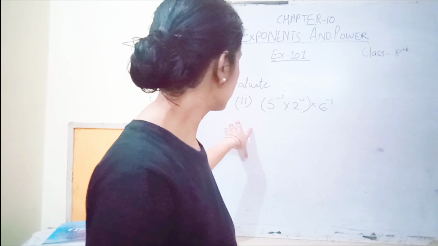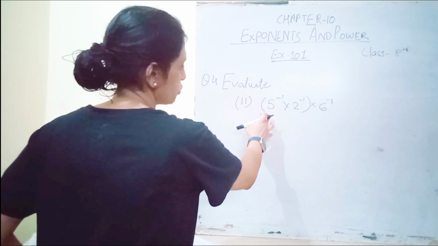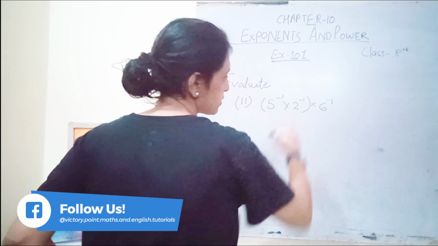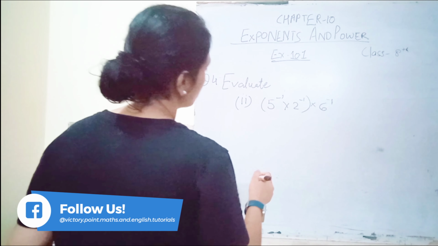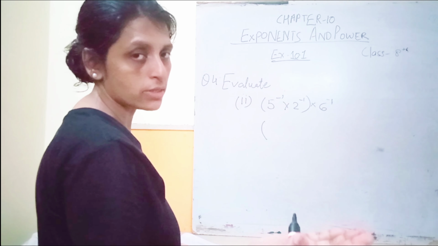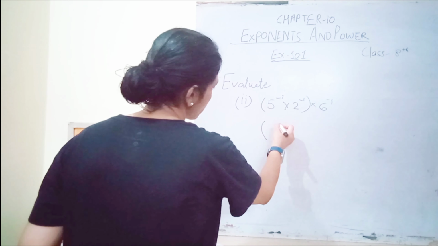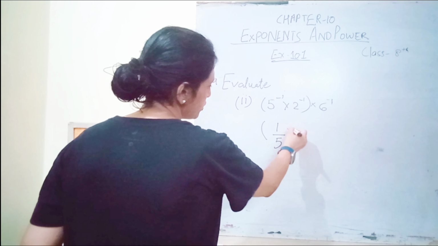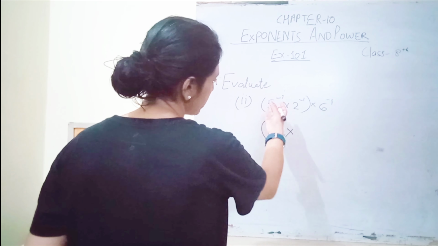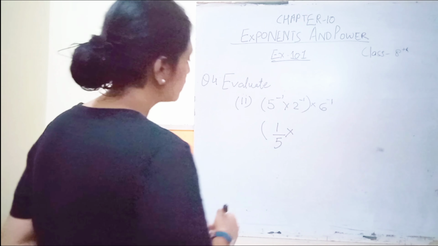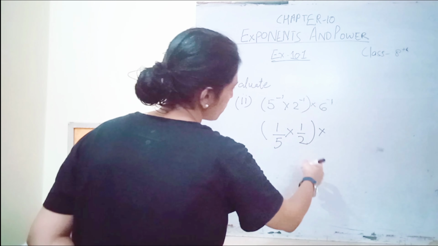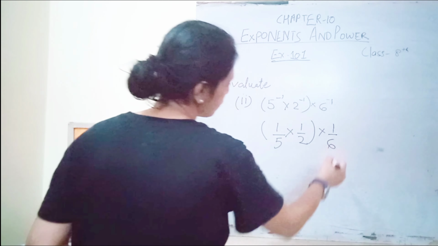And the second part of this fourth question is we have to evaluate 5 raised to minus 1 into 2 raised to power minus 1 multiplied by 6 raised to power minus 1. तो ये 5 raised to power minus 1 पॉजिटिव बनाने के लिए we will write the reciprocal, so it will be 1 upon 5 into 2 raised to power minus 1. और आप कह सकते हैं किसी का भी power जब negative 1 होता है then we can write its reciprocal, so it will be 1 by 2 into 6 raised to power minus 1, that is 1 by 6.